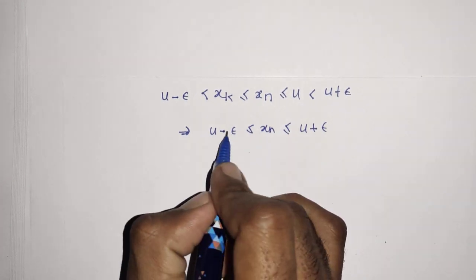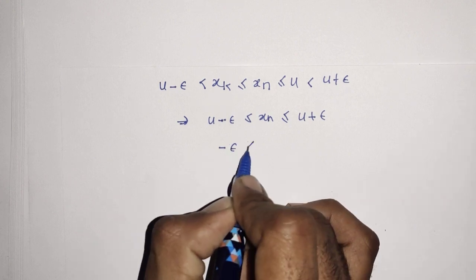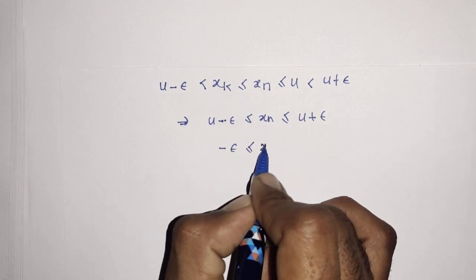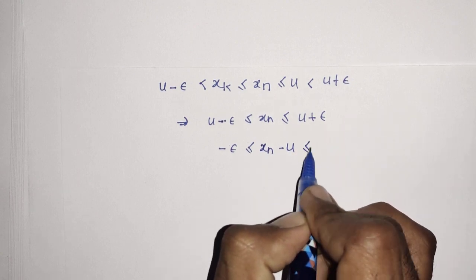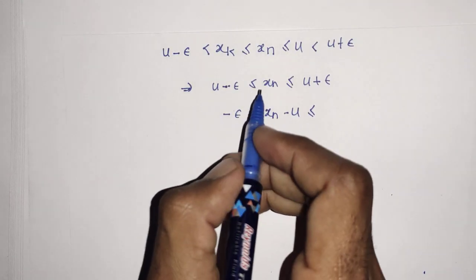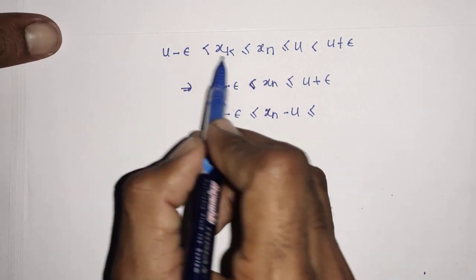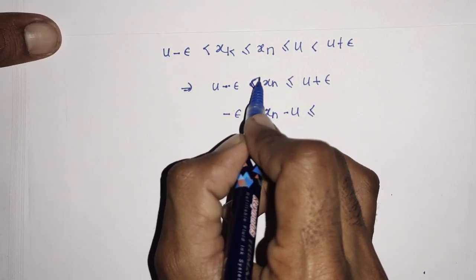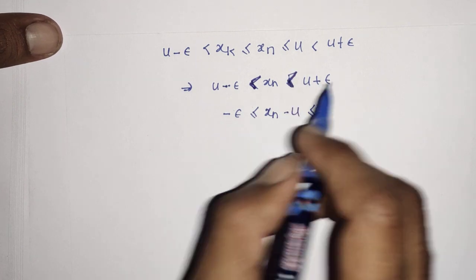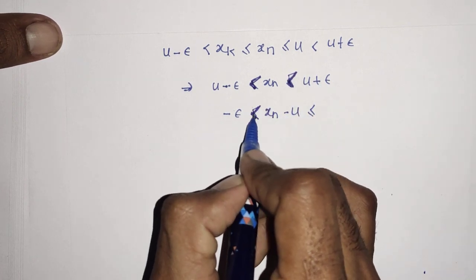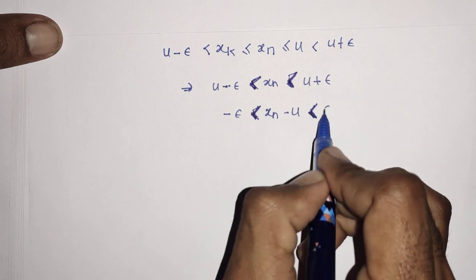So if we subtract u from all sides, we get minus epsilon is less than xn minus u is less than epsilon. Instead of less than or equal to, we have to write strictly less than, because u minus epsilon is strictly less than xn, and again this is strictly less than. So minus epsilon is less than xn minus u is less than epsilon.